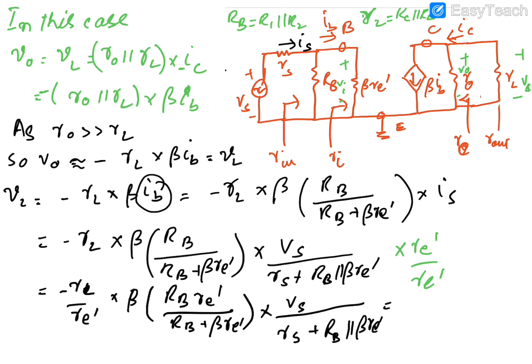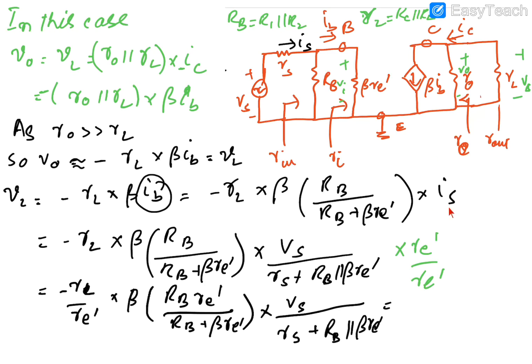Now VL is equal to RL times beta IB. So now we have to find the value of IB in terms of VS, so that we can find VL over VS. IB is basically the current across this branch, beta times RE dash. Using the current division rule, IB is equal to RB divided by beta times RE dash plus RB, into IS.